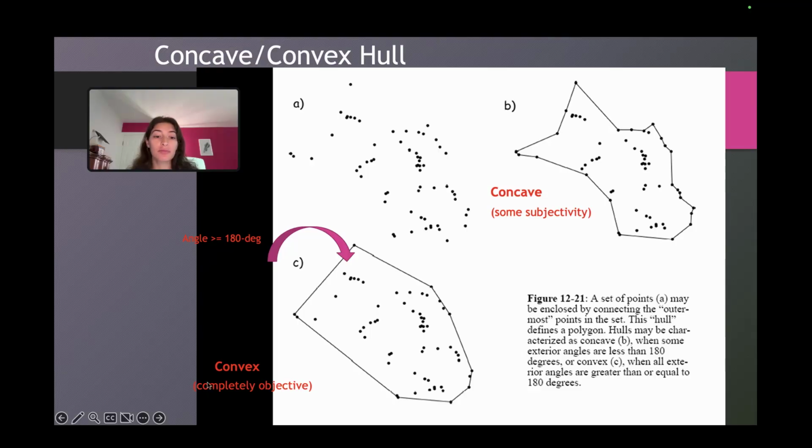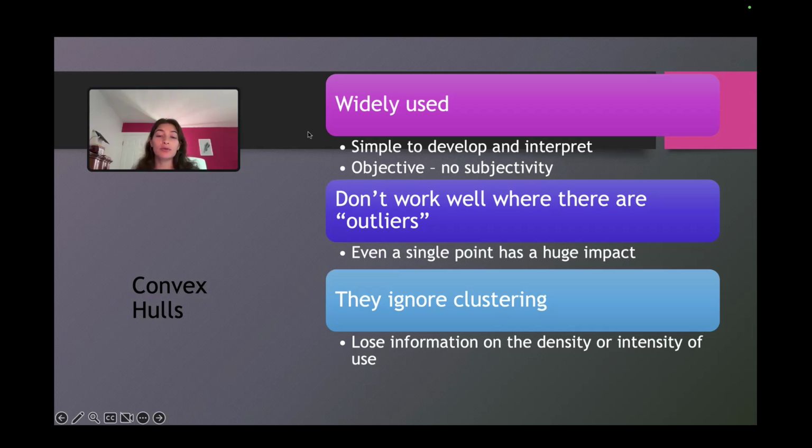So convex, it's completely objective. Concave, there's some subjectivity. These are our original points, and then you can see concave versus convex, how it's kind of applied. These are widely used because they're simple to develop and interpret, and there's no subjective aspect to it. This does not work very well where there are outliers, though, because even one single point outlying can have a very big impact on what those hulls look like. They also ignore clustering, so you lose information on density or intensity of use.